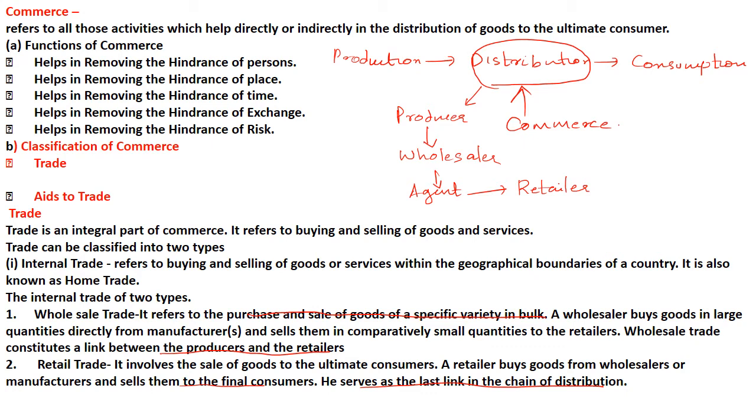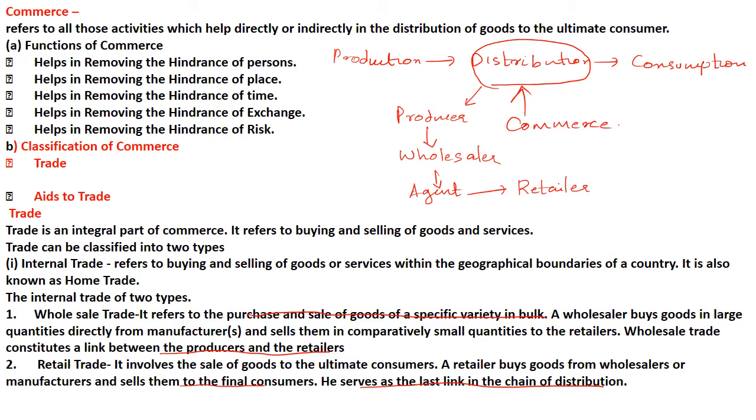So what are the functions of commerce? It is helpful in removing the hindrances of person, place, time, exchange, and risk. That is the function of commerce. Without the distribution sector, you will not get the goods at the proper time and proper place, and they help avoid the risk factor too. So these are the important functions of commerce. Now the classification of commerce. Commerce is classified into two: trade and aids to trade.